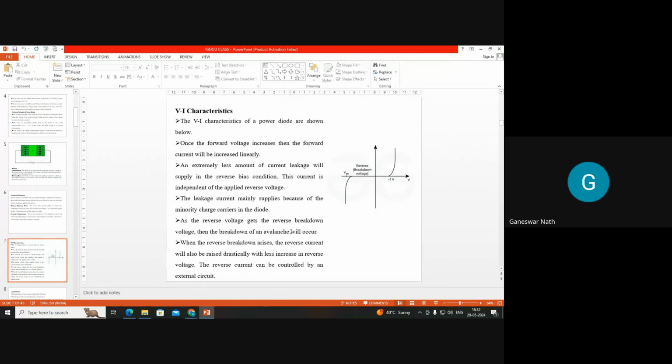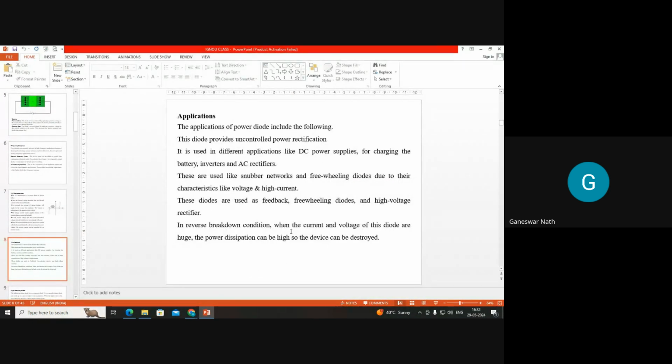Now I'm coming back to some of the applications. In day-to-day life, you can find many applications of these diodes, particularly DC power supply for charging the battery, inverters, AC rectifiers, and also snubber networks and freewheeling diodes. So these are some of the applications that I mentioned. You may also get them from your material.